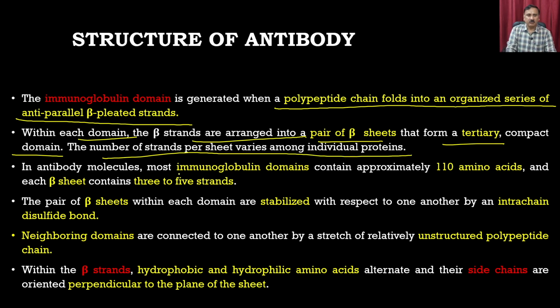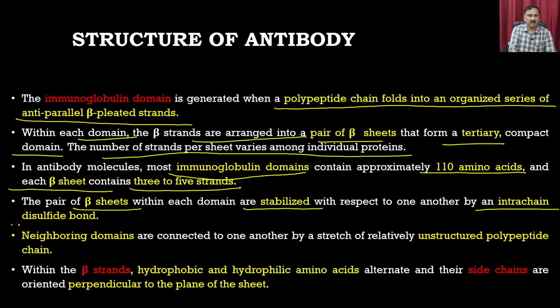In the antibody molecule, the typical immunoglobulin domain contains approximately 110 amino acids. Each beta sheet contains 3 to 5 strands. The pair of beta sheets within each domain are stabilized with respect to one another by interchain disulfide bonds. Neighboring domains are connected to one another by a stretch of relatively unstructured polypeptide chain.